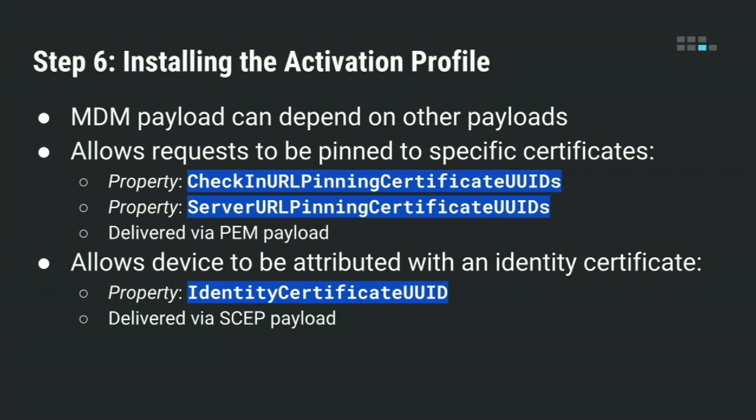The other important thing that the payload has to include is an identity certificate. Each device has to have a certificate that uniquely identifies it. This is mandatory. This is another property in the MDM payload, and it's meant to refer to another certificate. Typically, SCEP will be used, though I don't believe that's the only way to achieve this. It is probably the best way to achieve this.